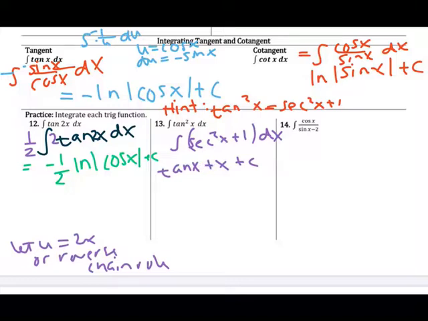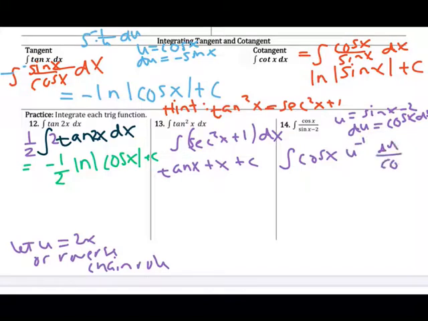And on the very last problem, I'm going to recommend that you let u equal sine of x minus 2 and see if you can work through that one. So if u is sine of x minus 2 and du is then cosine of x dx, we can substitute this in to get cosine of x times u to the negative first power times du over cosine of x. And those cosines are going to divide out. So this is going to give us natural log of the absolute value of u plus c. And then we need to plug back in what u was, and u was sine of x minus 2.